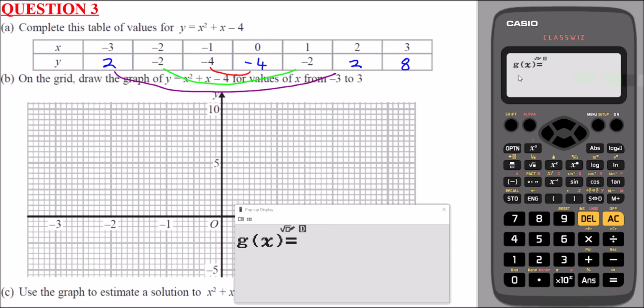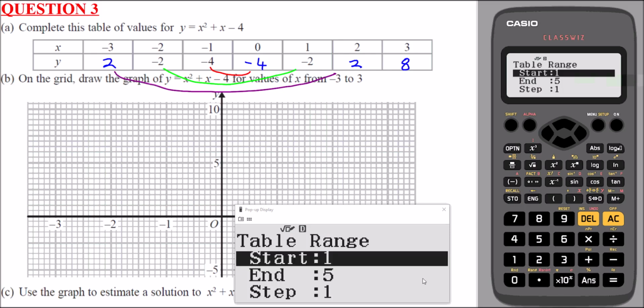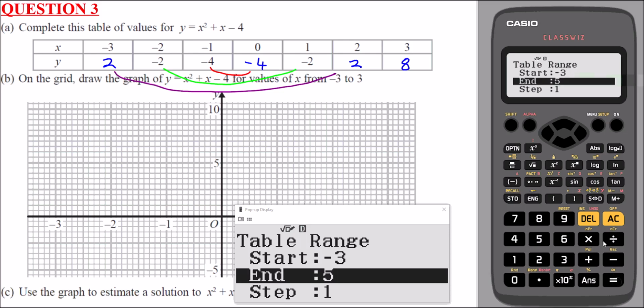This g of x is if you want to plot another function. For example, you might be plotting 2 different graphs, but we can ignore this one. So just type in any number, just type in 1 or something. Or you could type in exactly what you've got here, it doesn't matter. We're going to focus on f of x. For table range, we just mirror this range of x values we've already worked out. So go from -3, end at 3.